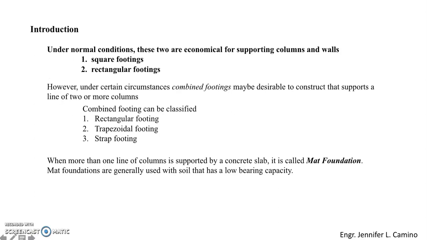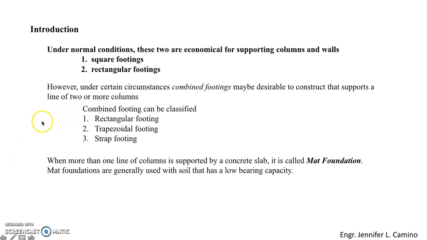Of course, it is being stated that under normal conditions, the square footing and rectangular footing are the most economical for supporting columns and walls. However, under certain circumstances, it may be desirable to construct a footing that supports a line of two or more columns. So that is what we call combined footing. Meaning to say, there are specific situations wherein a combined footing is desirable to be constructed which can support a line of two or more columns.